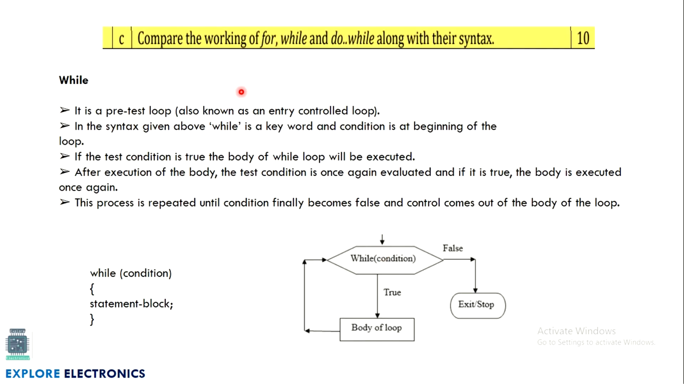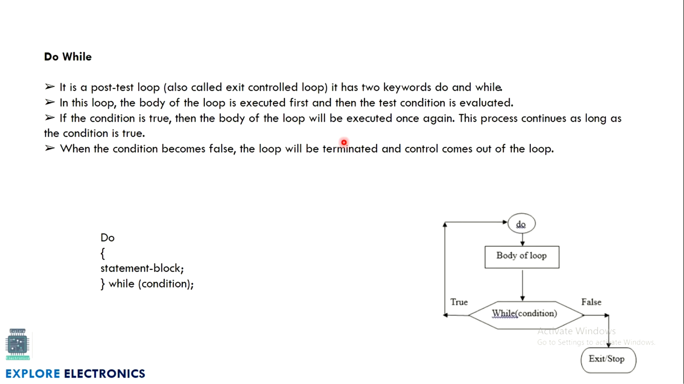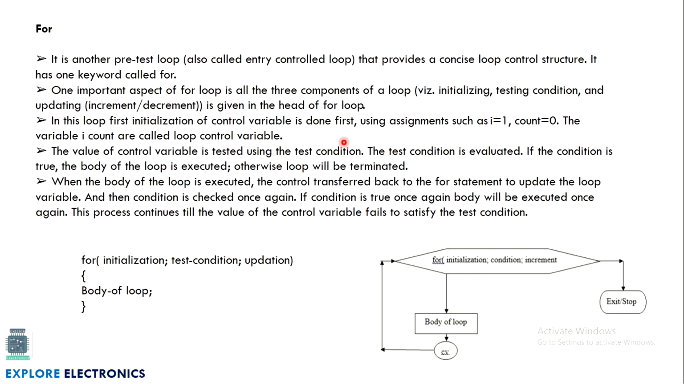Now compare the working of for, while and do while along with their syntax. Each of these you can take, explain, write the syntax, and also write the flowchart like this. So while, do while, and then for. For each of them you need to write why it is used, where we can use it, and what the flow of the program is when we are using these conditions.